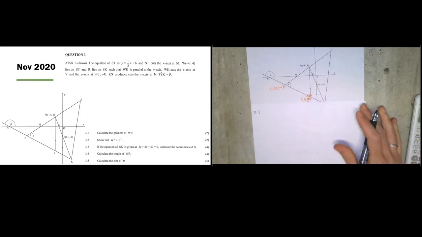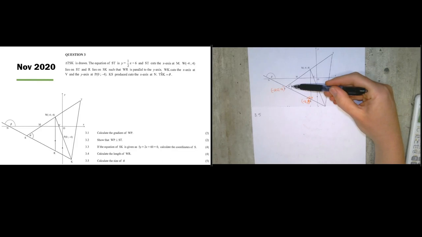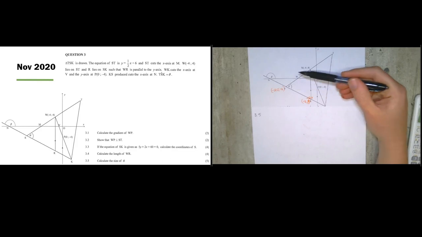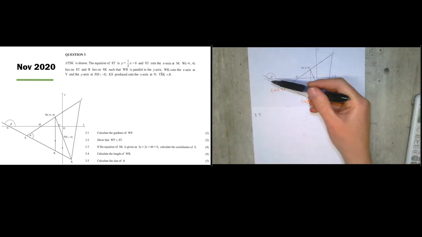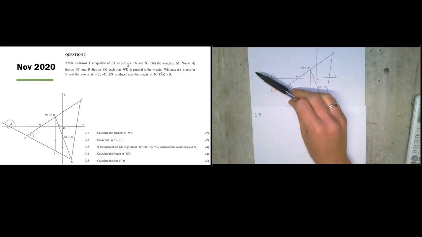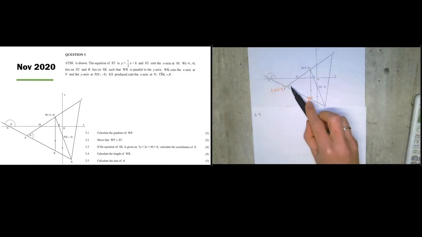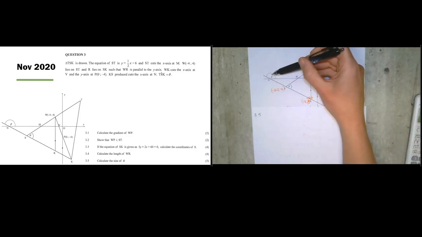They're asking us to calculate the size of theta. So now I've got to get that angle. Is it on the x-axis? No. So I can use the two lines that form that angle to help me. So if I calculate the inclination angle of the two lines that form that angle, I will be able to use my grade 8 geometry to get that. Okay, let's start with this one.